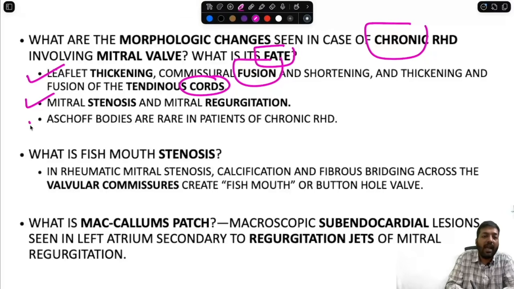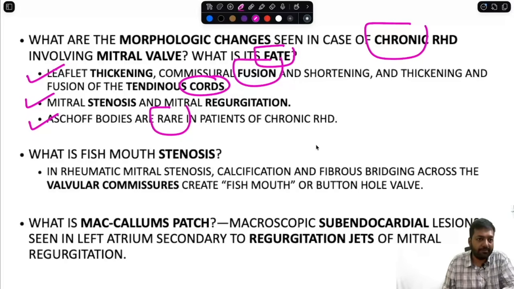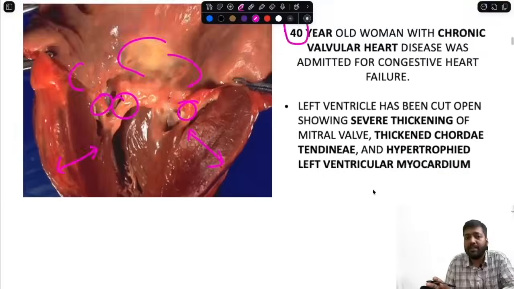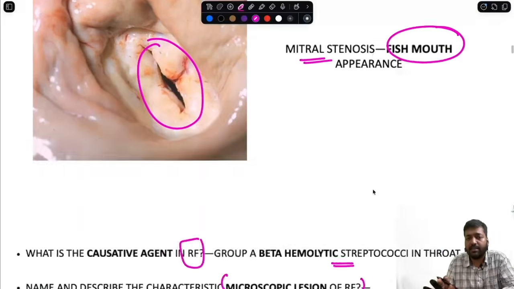And remember, Aschoff bodies are rare in patients of chronic rheumatic heart disease. Now, what is fish mouth stenosis? In rheumatic mitral stenosis, calcification and fibrous bridging across the valvular commissures creates a fish mouth or buttonhole valve that we have already seen over here. Okay, it's crystal clear to everyone.